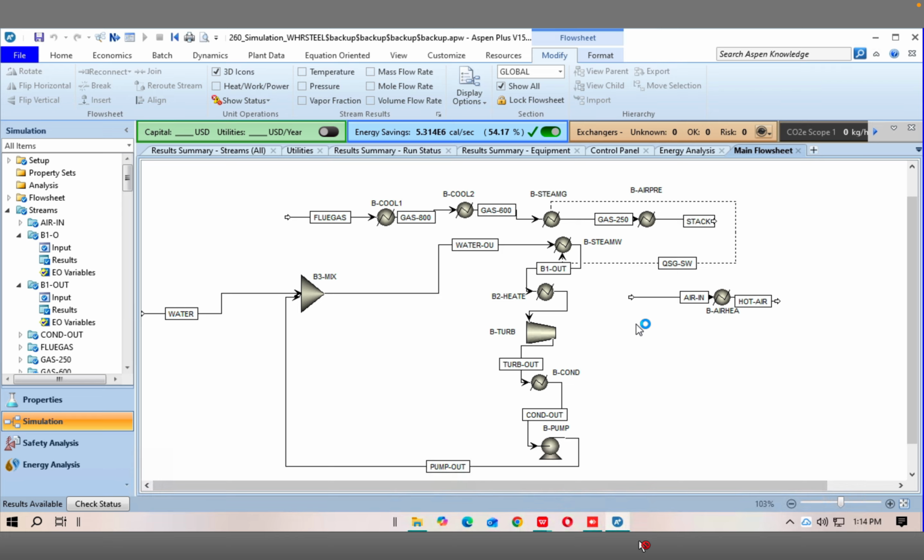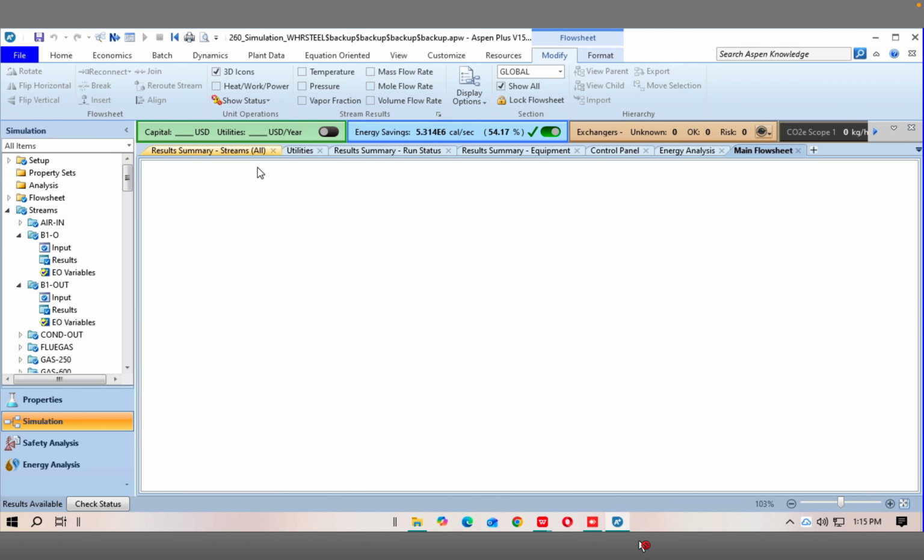Separately, B air preheater and B air heater preheat combustion air from 25 to 350 degrees Celsius. Two design specifications automate convergence. DS steam fixes the flue gas exit at 250 degrees and DS air targets 350 degrees hot air temperature. The property method uses PENG-ROB with mixed solid stream class and 7 components: CO, CO2, N2, H2O, H2, O2 and SO2.